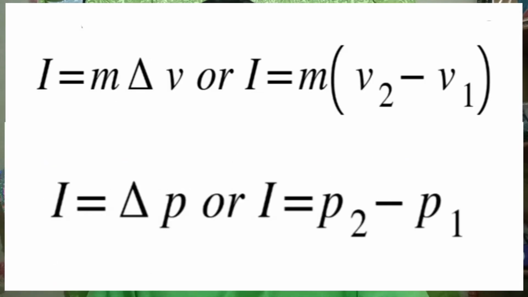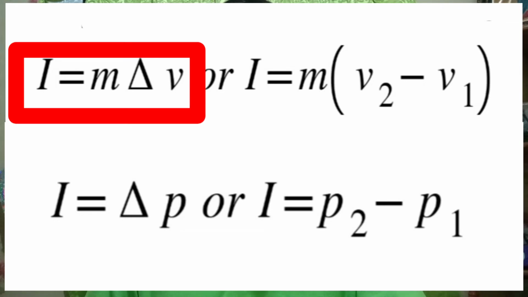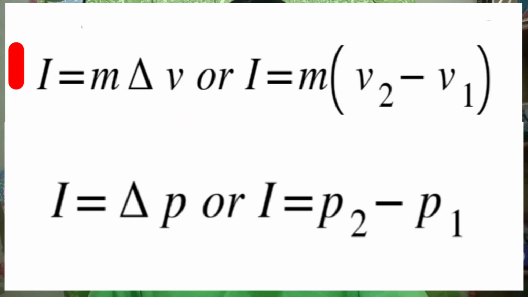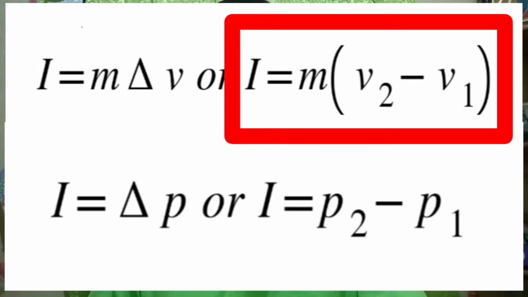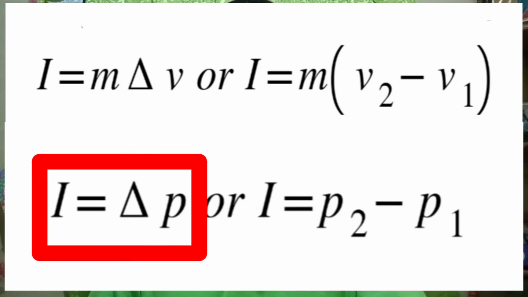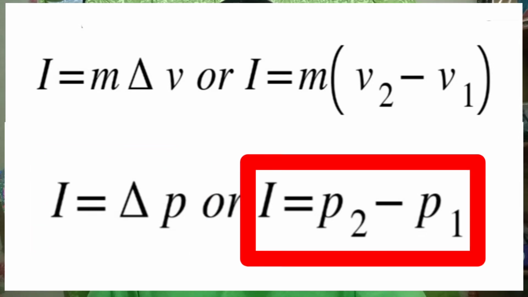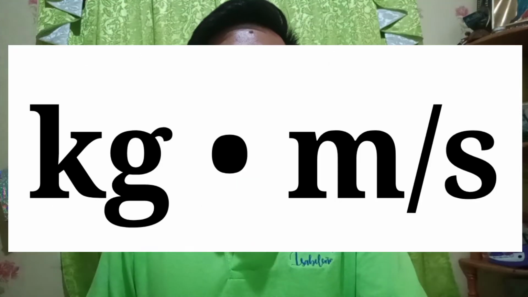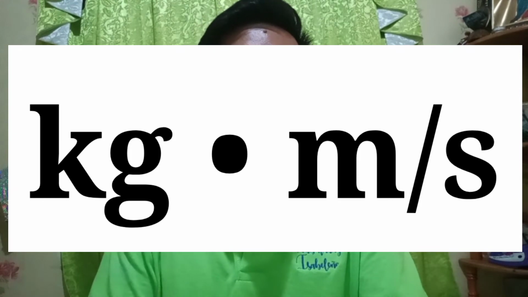Hence, impulse is equal to mass times delta v, or impulse is equal to mass times v2 or final velocity minus v1 or initial velocity. And impulse is equal to change in momentum, or impulse is equal to final momentum minus initial momentum. Remember that impulse of an object is measured in kilograms meters per second, just like momentum.